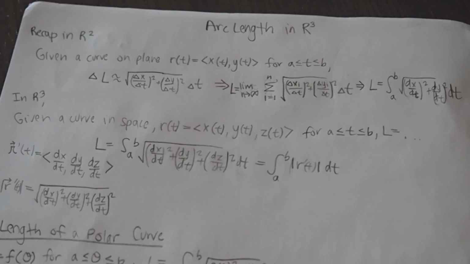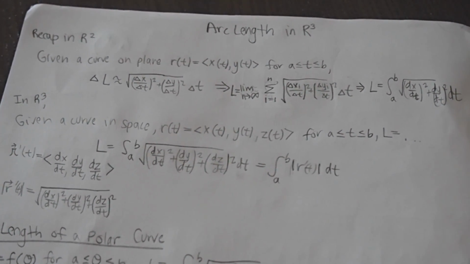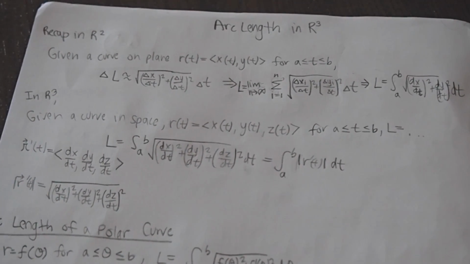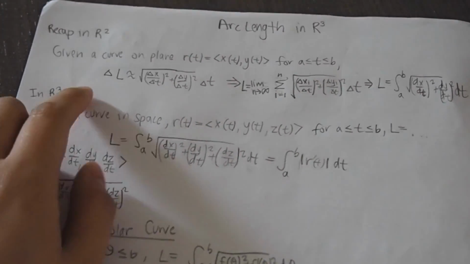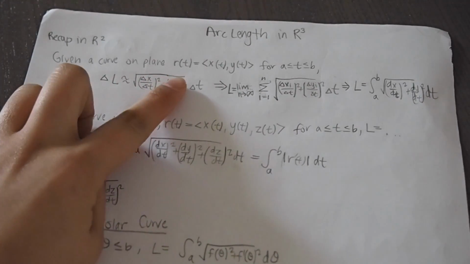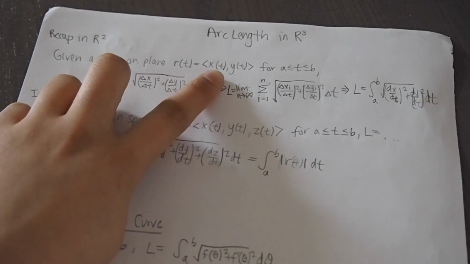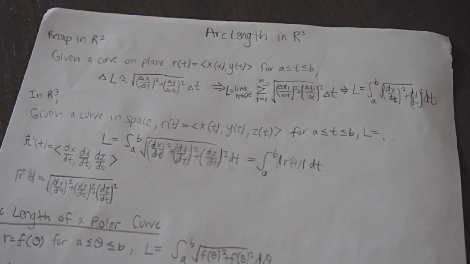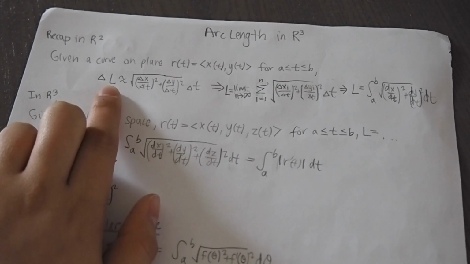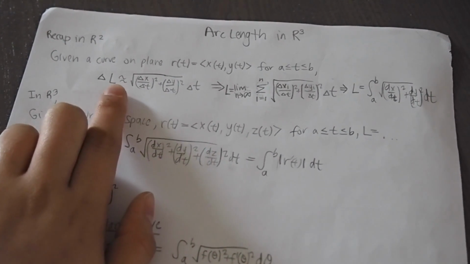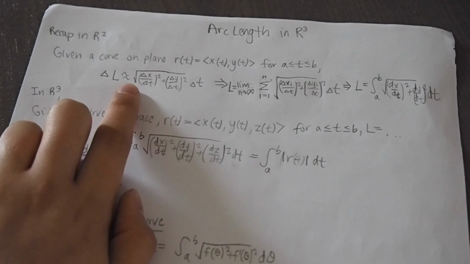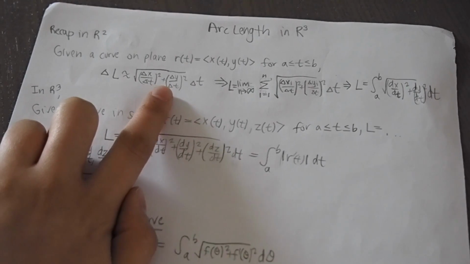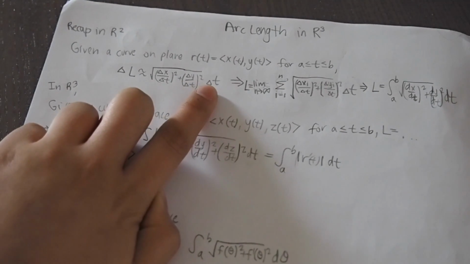We learned when we were finding the arc length in R2, or 2 dimensions, that we found it in its parametric formula. Given a curve on the plane, r(t), with its vector x of t and y of t for t from a to b, our change in length is about the square root of the change in x divided by the change in t, squared, plus the change in y divided by the change in t, squared, times its change in t.